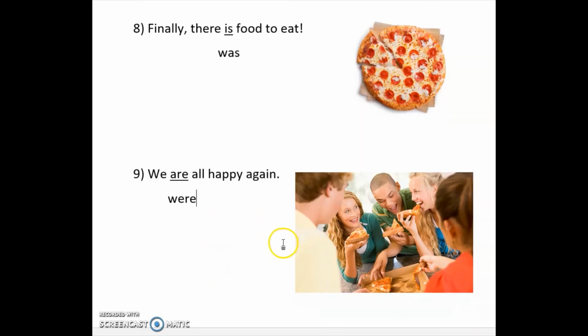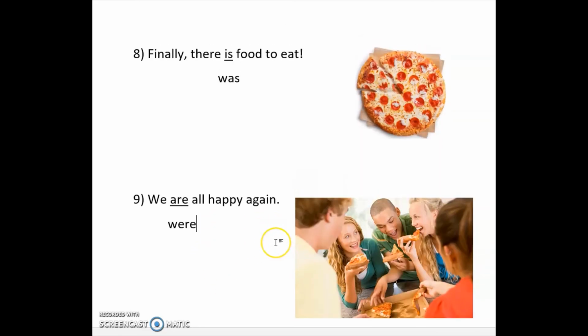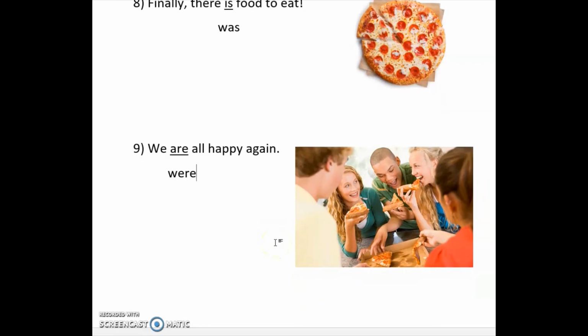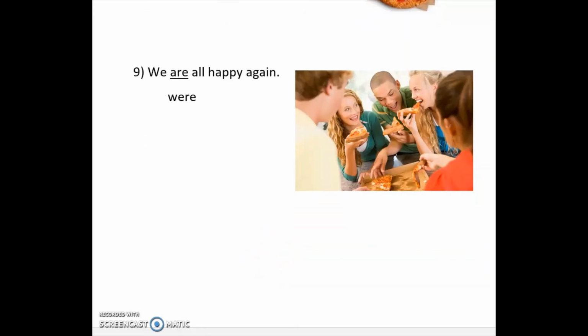So remember, we're only focusing on two past tense verbs. Was, which is for one thing, one person, he, she, it, I, or were, which is for a group. Okay, that's it for the lesson. We should look at our assignment.